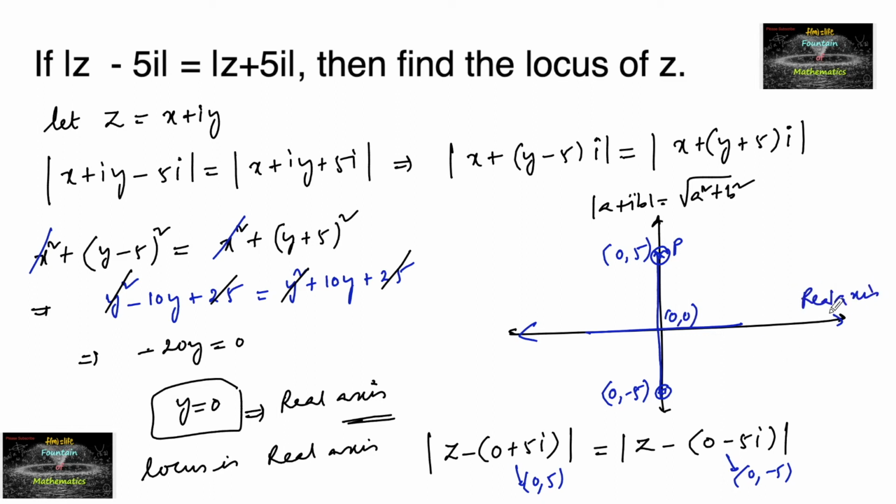It means you take any point on this, any complex number z, such that the distances will always be the same. Anywhere on the axis, we will find the distance is the same, and hence geometrically also we can say it's the real axis. Okay, right. Thank you.